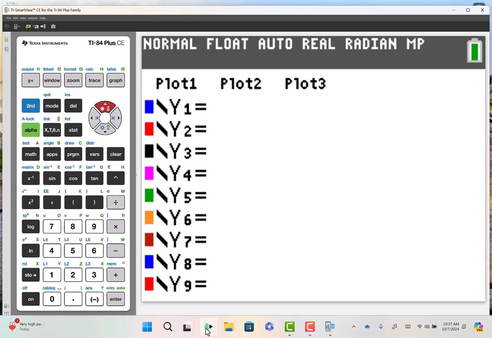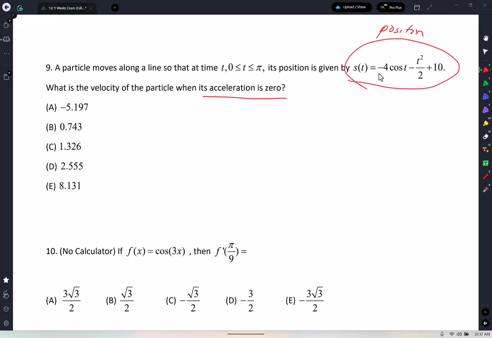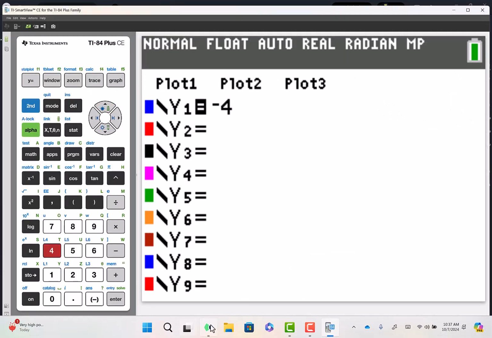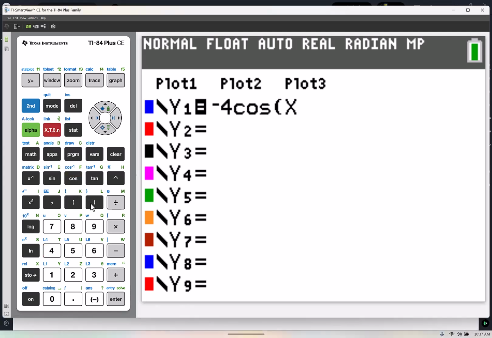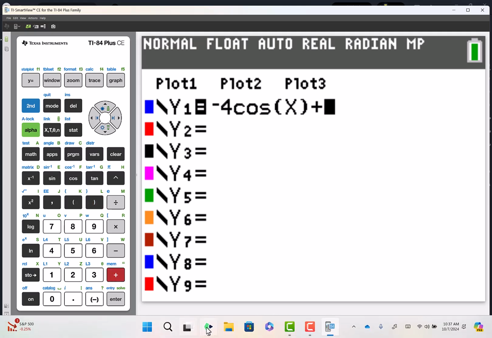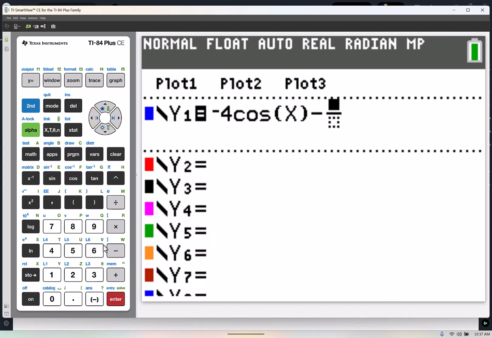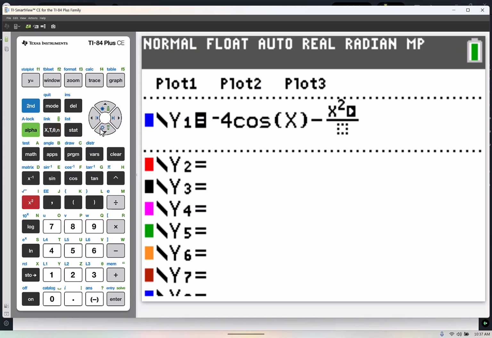What I would do is I would type this into y1, like so: -4 cosine x minus x squared over 2 plus 10. So I'm going to go to my calculator. -4, I already forgot, cosine x. What else? Minus. How come you guys didn't tell me? Minus x squared over 2 plus 10.